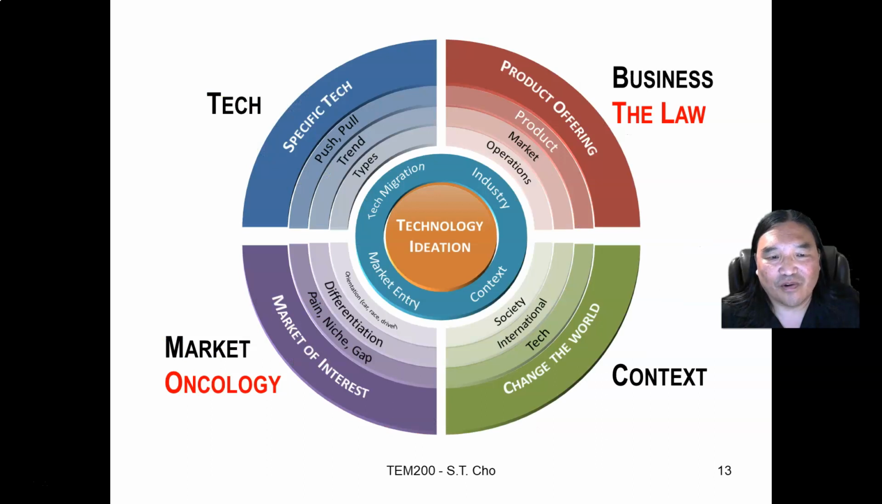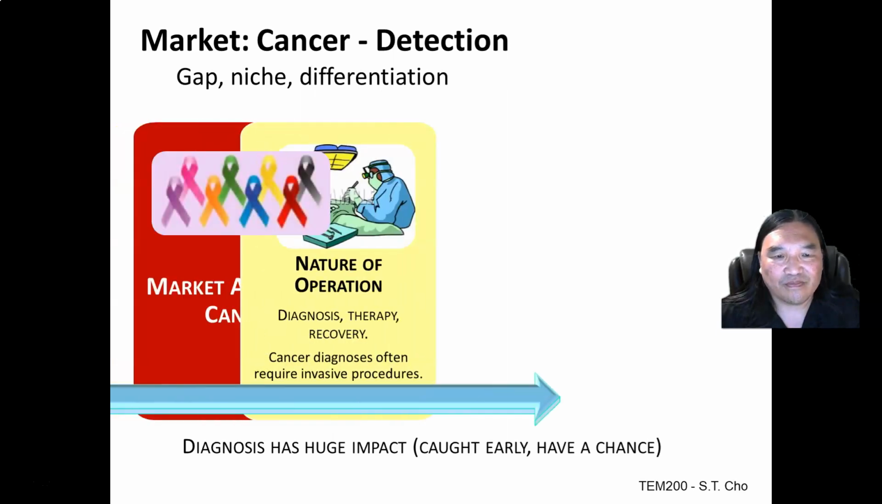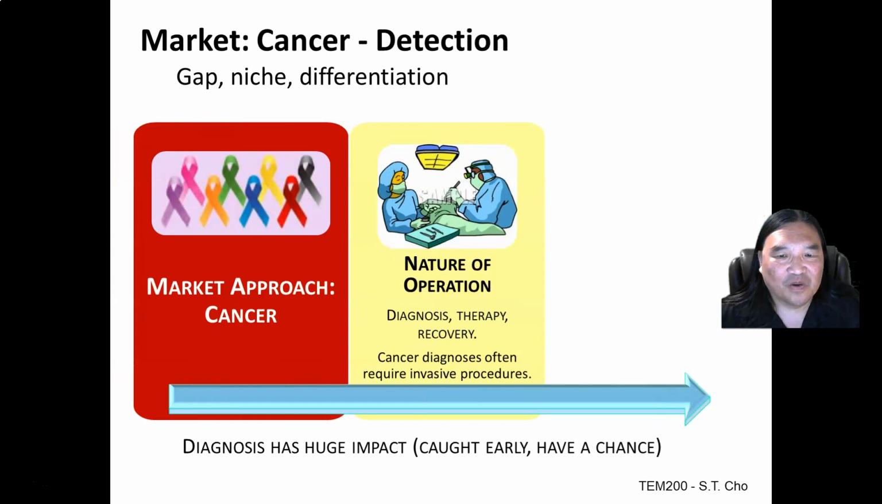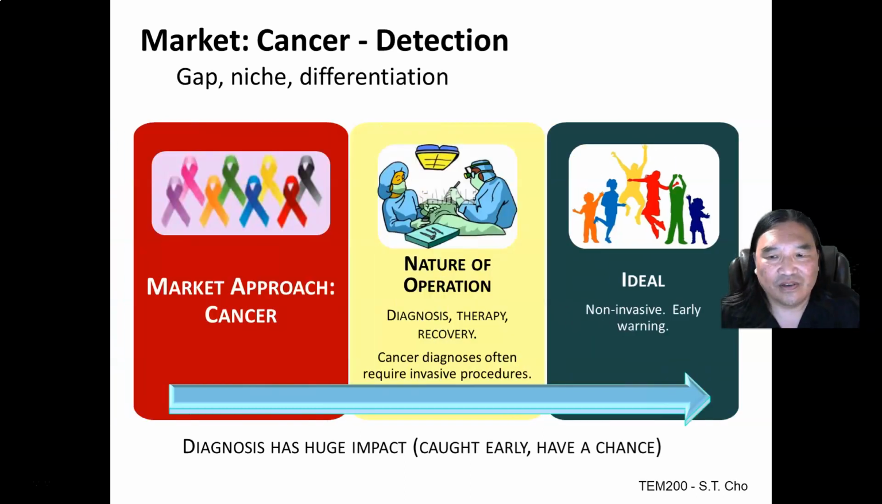Another example for a market is oncology. That's my market of interest. And so, gap, niche, differentiation. Well, the thing about the cancer business is, what's the first step in it? It's about detection. So here we're going smaller. And so the nature of oncology is diagnosis, therapy, and recovery. And so those are the areas you need to look at.